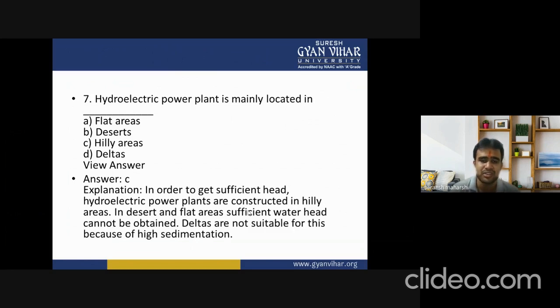In order to get sufficient water head, hydroelectric power plants are constructed in hilly areas. In desert and flat areas, sufficient water head cannot be obtained. Deltas are not suitable for this because of the high sedimentation.